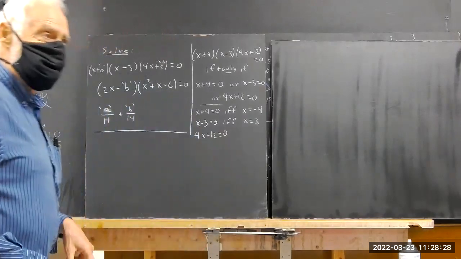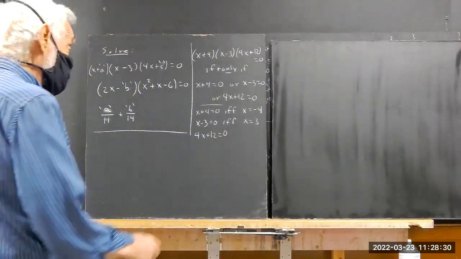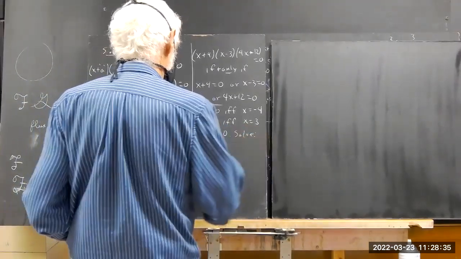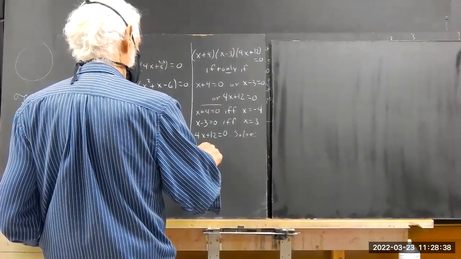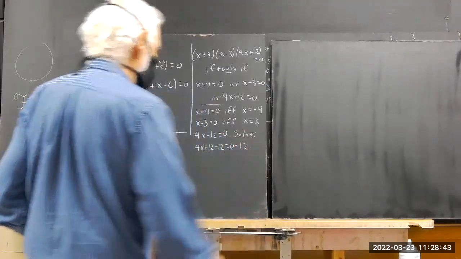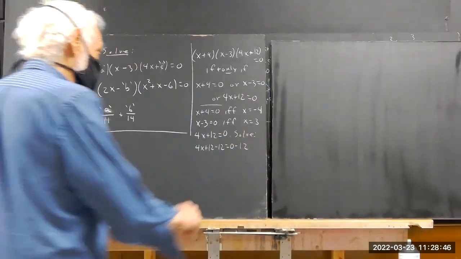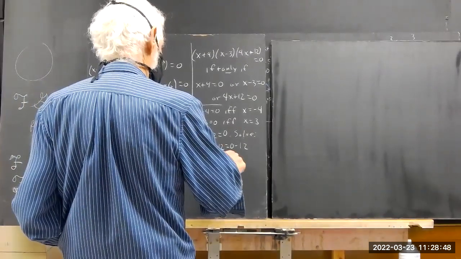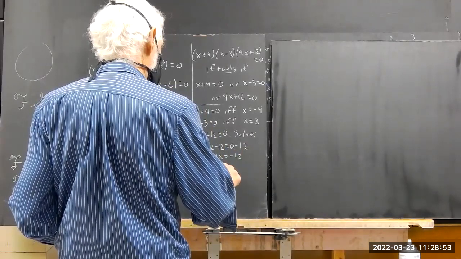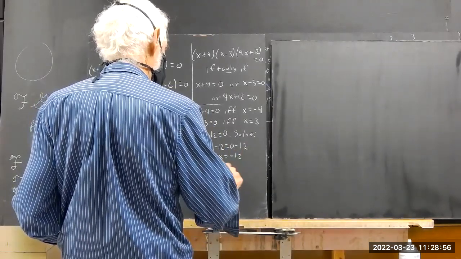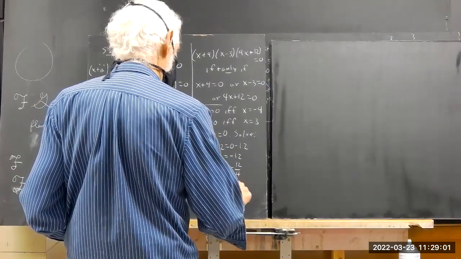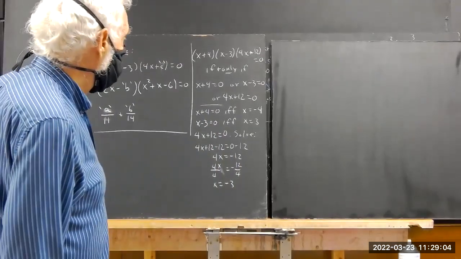Okay, 4x plus 12 equals 0, right? Now you solve it. Subtract 12 from both sides. Divide both sides by 4. And you get x equals -3.